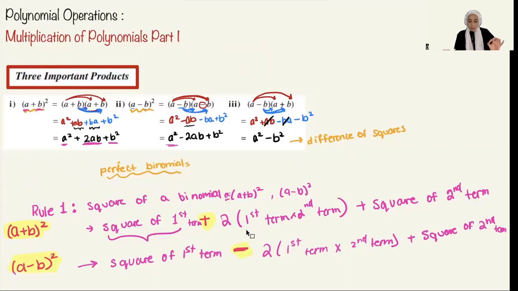So this is important to recognize because these three important products, when I see them, this is kind of a shortcut to getting to their final answers over here. So what we say is that this is equal to this, and this is equal to this difference of squares over here.